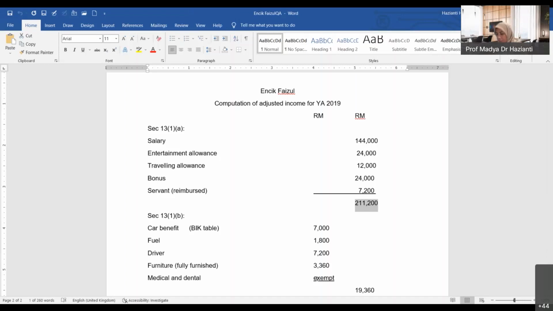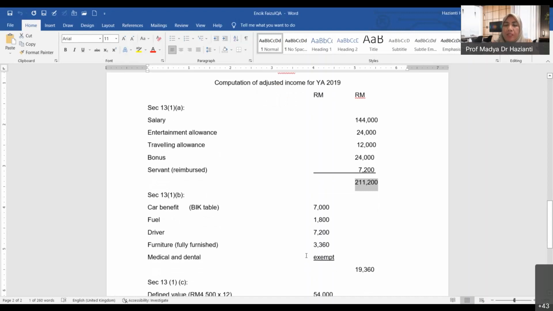So medical and dental is exempted, no need to pay tax. Right, so for 13(1)(b), okay, any question? It's okay if you do it slowly because, one, you have to refer to the table, and then you have to read the question again to see whether the furniture is fully furnished or not. Here it is straightforward: a full year, furniture fully furnished, and medical and dental exempted. Alright, if something is exempted, do not leave it out. If you think medical and dental is exempted so you write nothing, no. You still have marks for this part. See? Even though it is exempted, just write it here.